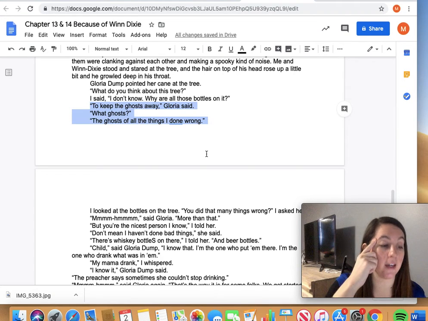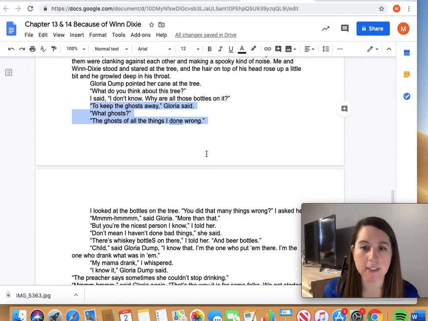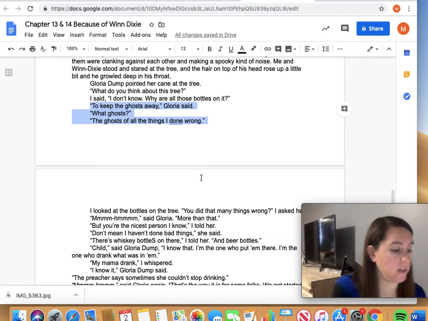Now I want you to think, why do you think she's telling Opal this? What is she trying to teach Opal in this part of the story? We're going to keep reading right down here.